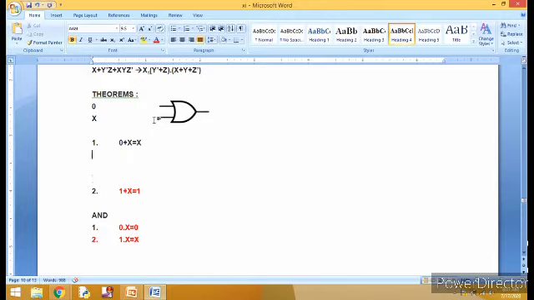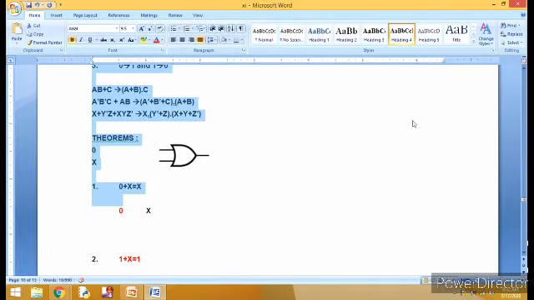Here we have two inputs, 0 and x. I'm taking this as the header, I'm changing the color, I'm not drawing the table. So this is the header of the table: 0 and x.